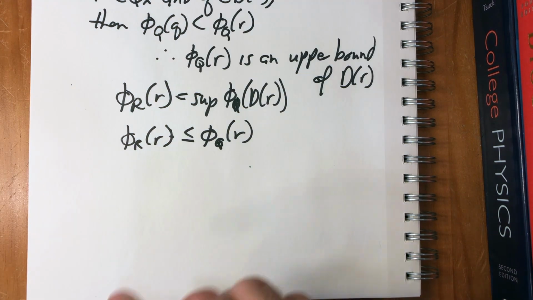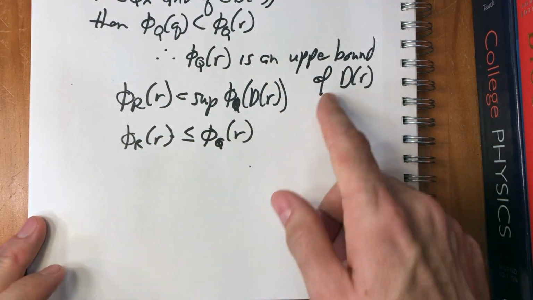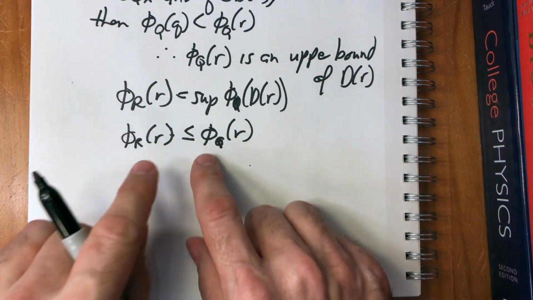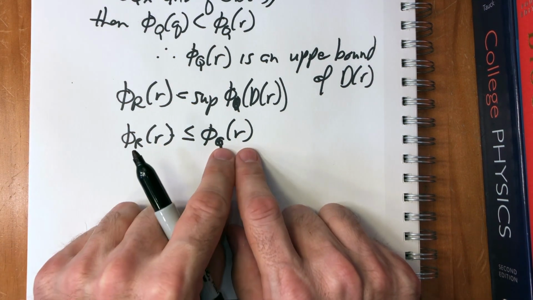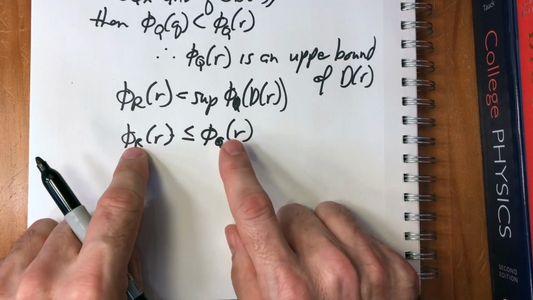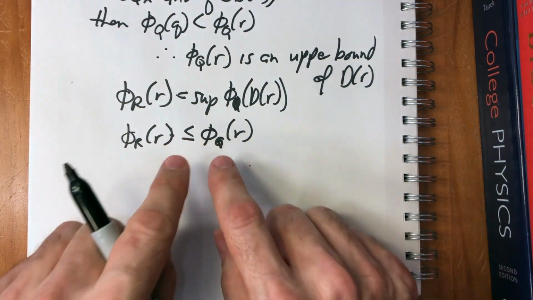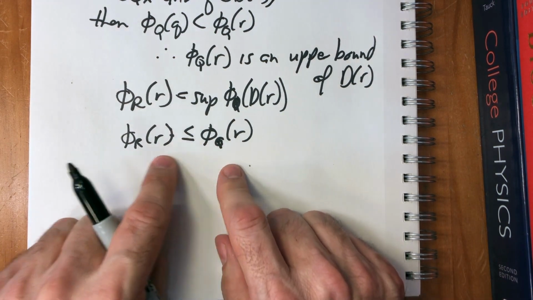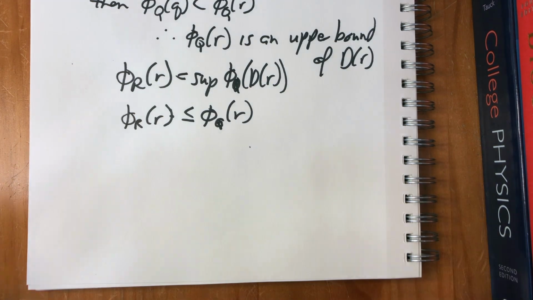Because what we showed is that phi Q of r is an upper bound, and phi R of r is the least upper bound, so we know that it's either less than or equal to. This isn't going to be less than, it's either less than or equal to. Now we have to show that in fact it's not less than, it's actually equal. Okay, so how do we do this? We use one of our techniques.